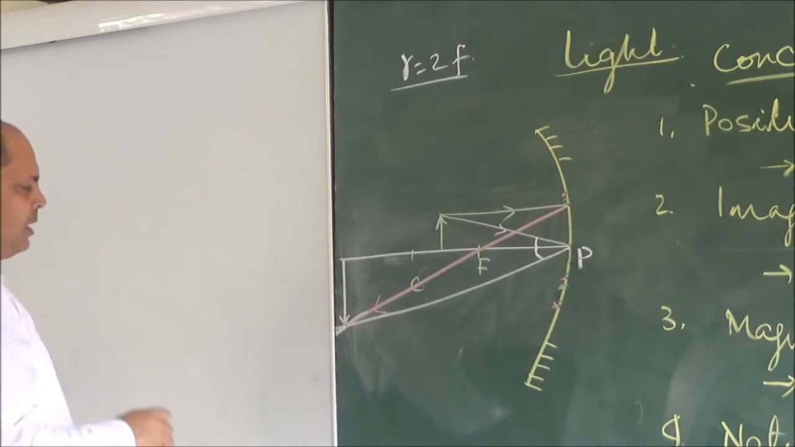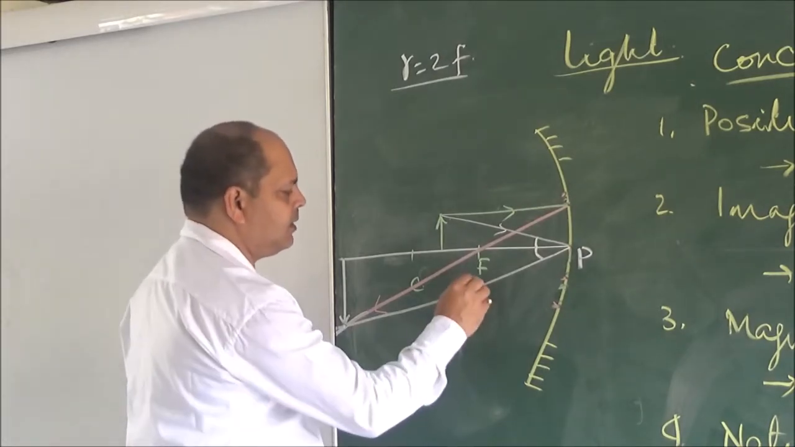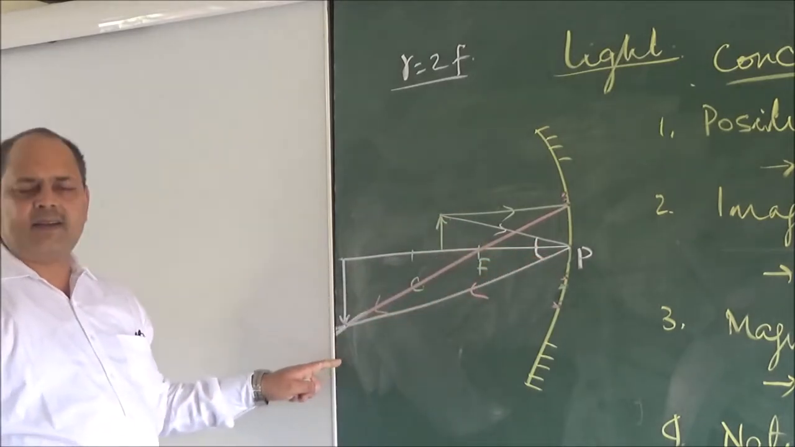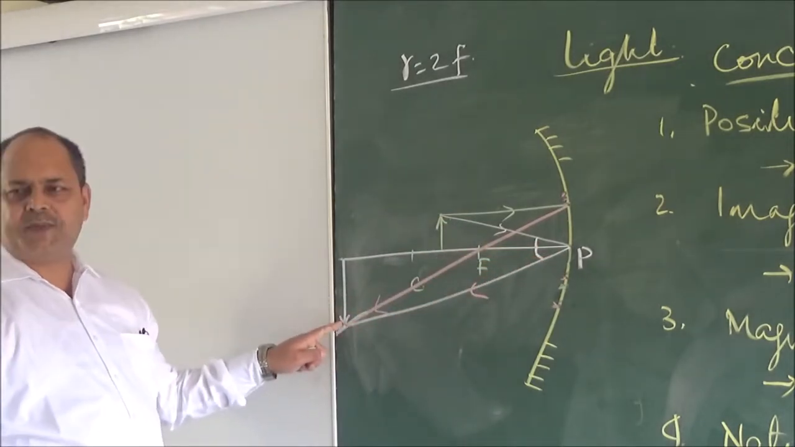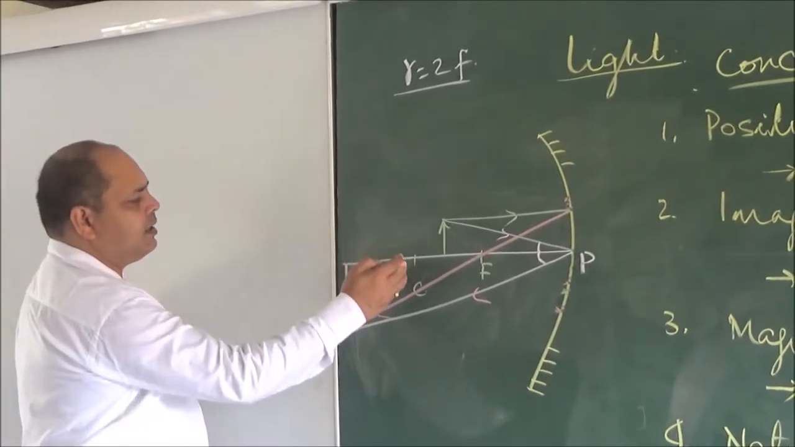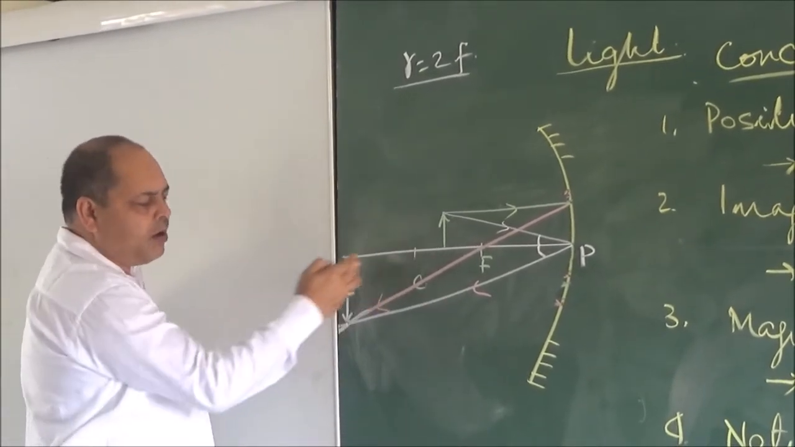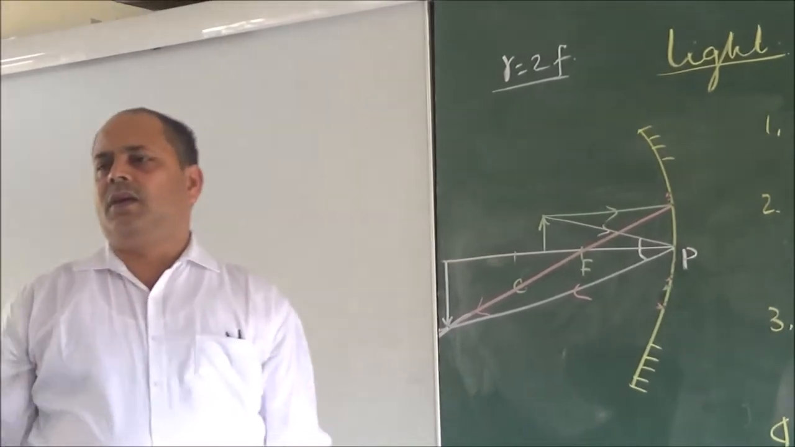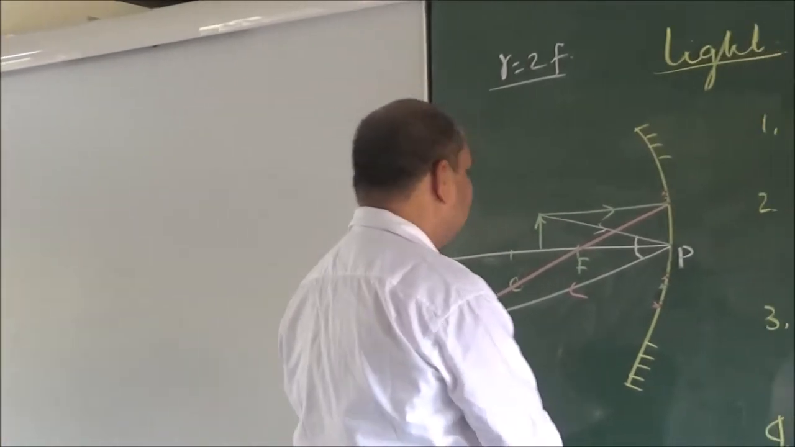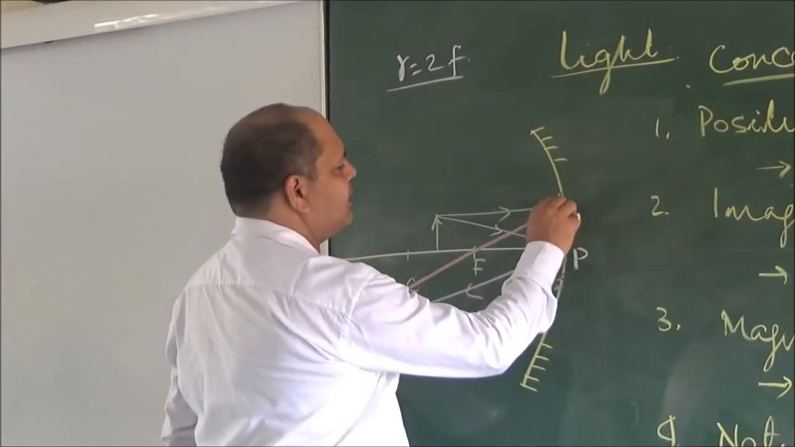you see, this is the incident ray, this is the reflected ray. Both these rays meet at this particular point, so this will be the image point. So the image is beyond C. Position of image is beyond C. What does it mean? You see, this is the point of incidence.